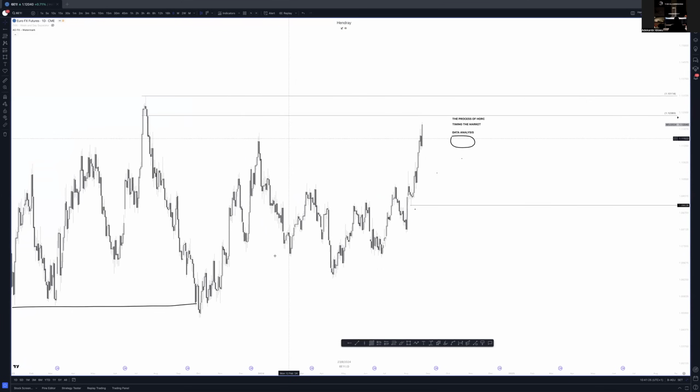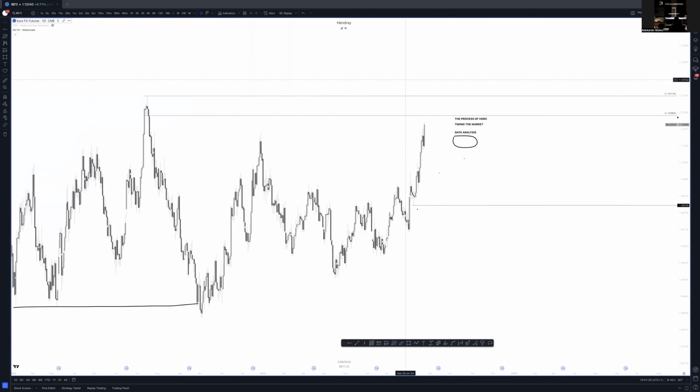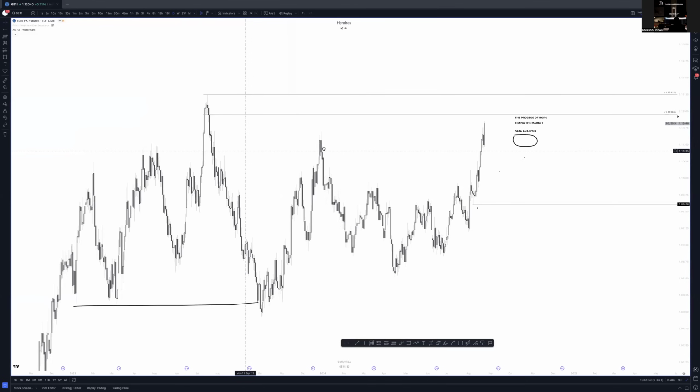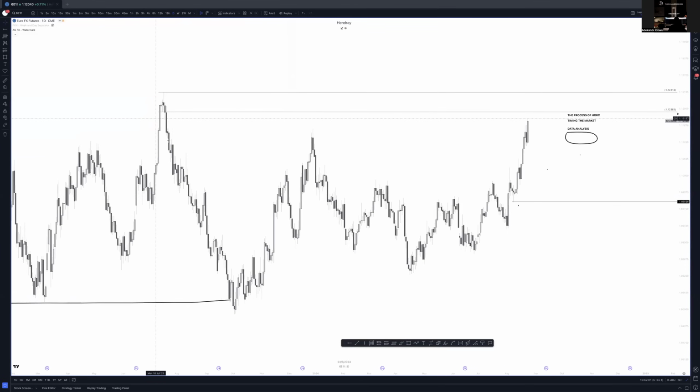All right, so having said that, we are in timing the market. Timing the market is a function of three things: marking correct supply and demand areas, HPO theory, and also data analysis. Those three have to be combined in order to have the best markup. Now, let's even talk about our classic supply and demand.